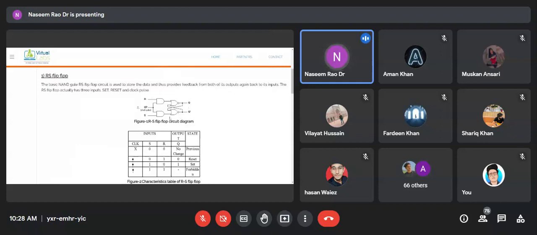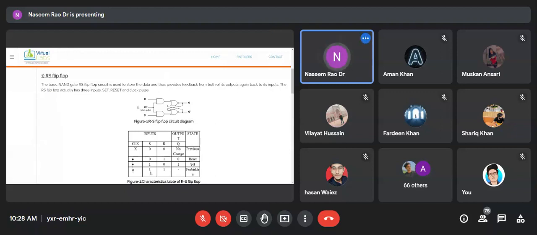This is the block diagram of the RS flip flop, and this is the truth table of the RS flip flop. These are the inputs here, the output here, and the states here. For S equal to 0 and R equal to 0, there is no change in Q, and the state is the previous state. If we put 0, 0, the output will have no change in state.